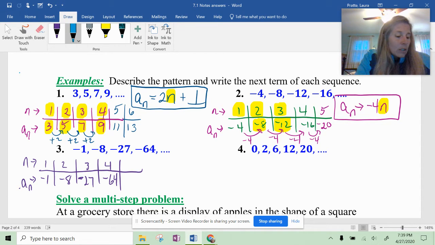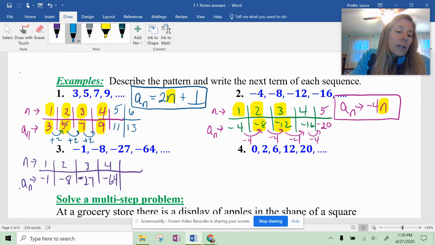So then you might need to look at the inputs and see if there's anything happening to the input to get each output. So maybe each input was cubed or squared or multiplied by a number or something like that. So this is where guessing and checking comes in. You're just going to have to play around with it. There's not really necessarily an easy way to do it.